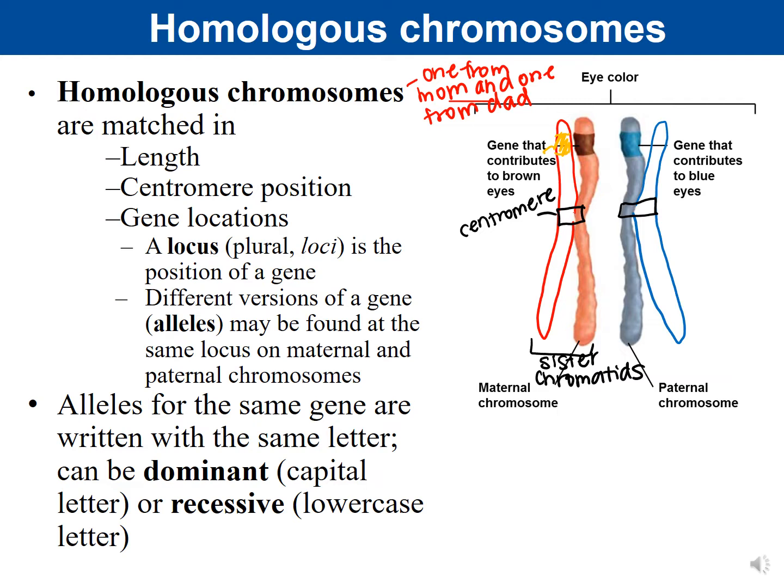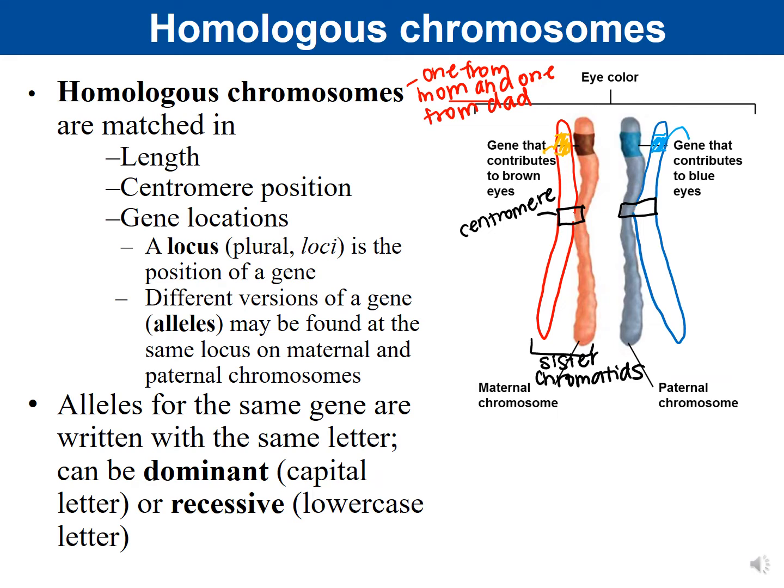Now, notice that on the homologous pair, if I look at the one from mom, it has the brown-eyed gene. The one from dad has the blue-eyed gene. So on the one from dad, on the sister chromatid, because the sister chromatid is the exact copy, on both sister chromatids, you're going to find the gene for blue eyes because, again, they are exact copies.